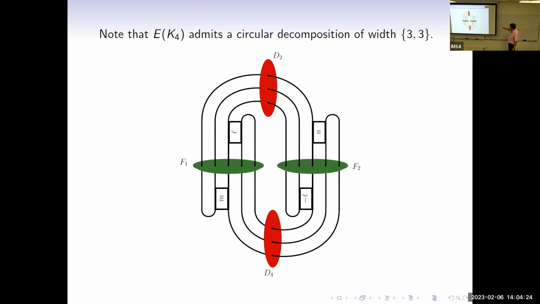And because these are genus 2 surfaces, the complexity is 3. No? Genus 2 surface, Euler characteristic is -2. Then the complexity, 1 minus (-2), is 3.